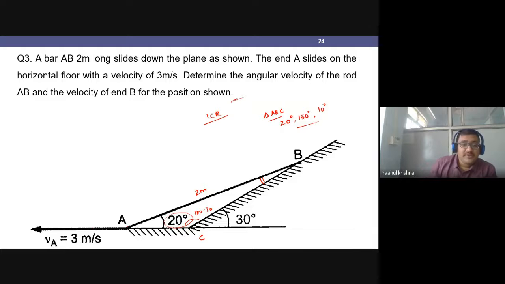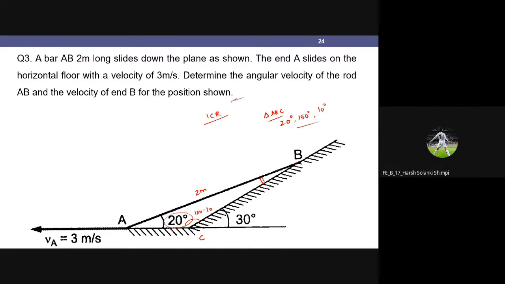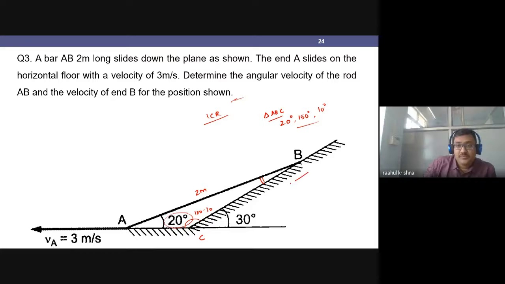So VA is moving in this direction. What will be the direction for VB? B will be moving downwards along the 30 degree incline, downwards and parallel to the plane. So this will be my direction for VB.